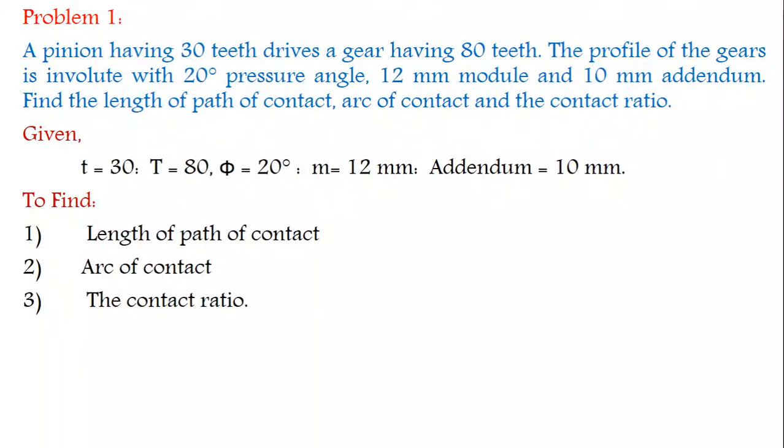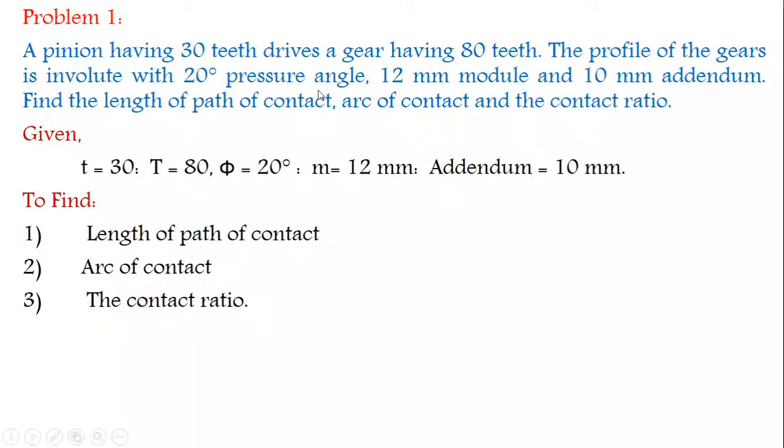Problem 1. Let's see the problem. A pinion having 30 teeth drives a gear having 80 teeth. The profile of the gears is involute with 20-degree pressure angle, 12 mm module and 10 mm addendum. Find the length of path of contact, arc of contact and contact ratio.